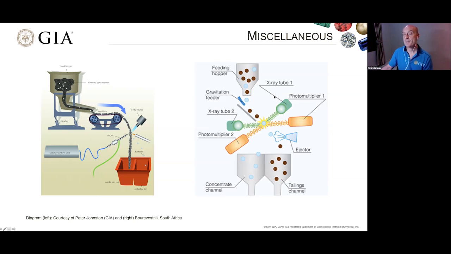And we have here another example showing two photomultipliers where the diamonds fluoresce, and again, the same principle is applied. So we can separate the diamonds from the tailings. So it's something that's good to see.